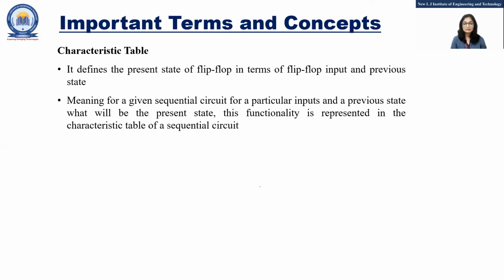Now going to the main point, we will discuss what is the characteristic table and what is the excitation table. Characteristic table defines the present state of flip-flop in terms of flip-flop input and previous state. Means here in the characteristic table, inputs are the input of the flip-flop and previous state, and the output is present state. Don't worry, we will see in detail in some time.